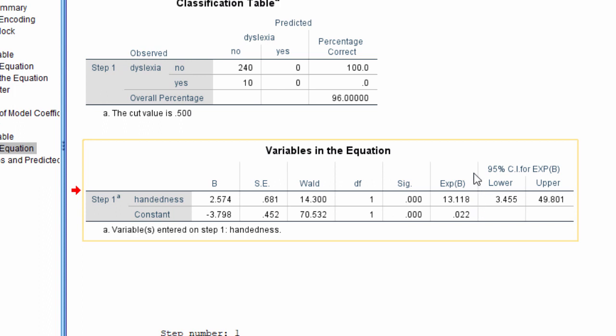And in fact, the odds ratio, which SPSS refers to as exponentiated B, is equal to 13.118. So there is about a 13 times greater likelihood of being diagnosed with dyslexia if a person is left-handed on the basis of these data. And the 95% confidence intervals associated with this odds ratio correspond to 3.45 and a whopping 49.8. So the confidence interval is really wide-ranging in these data, even though we have a sample size of 250, and I suspect this is because the model is trying to predict something that's relatively infrequent, and so it doesn't have a lot of confidence in its predictive capacity, but it is statistically significant because the lower bound and the upper bound are both greater than 1.0.